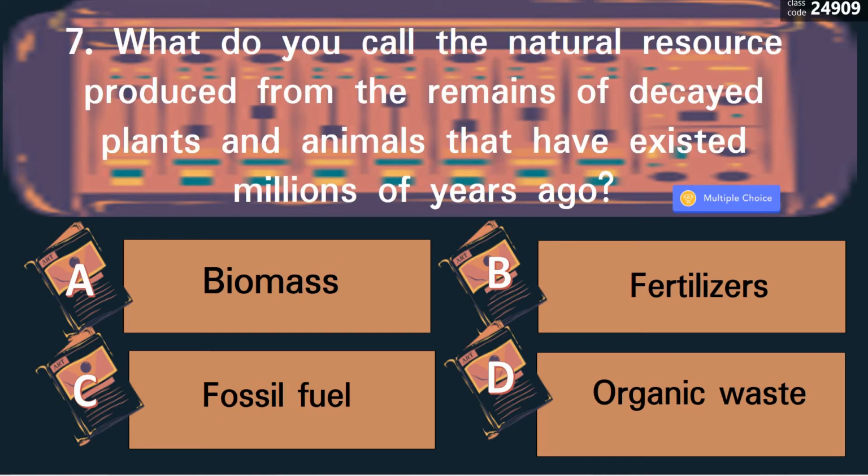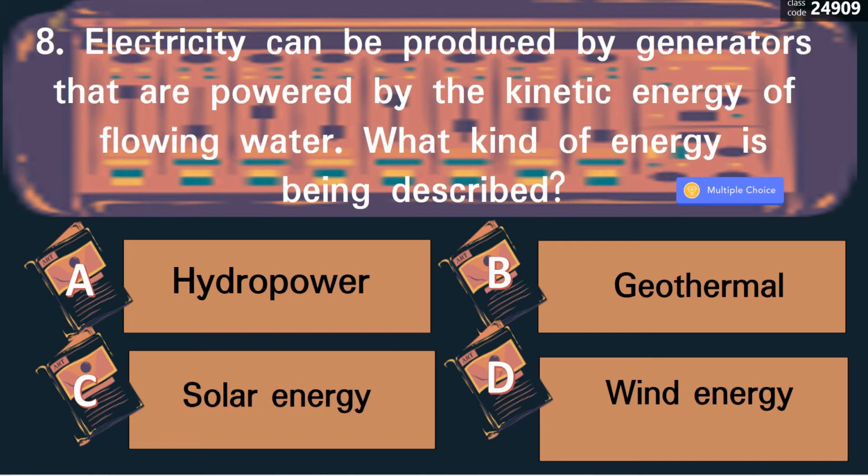Number 7 question. What do you call the natural resource produced from the remains of decayed plants and animals that have existed millions of years ago? Is it A, biomass? B, fertilizers? C, fossil fuel? D, organic waste? Very good. That is called fossil fuel. It's letter C. Number 8 question.